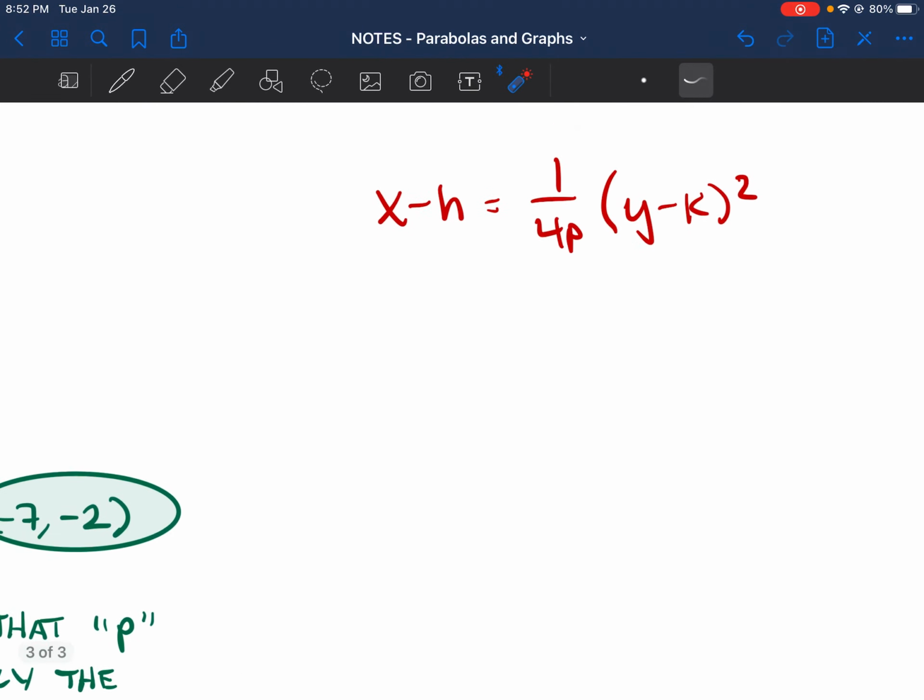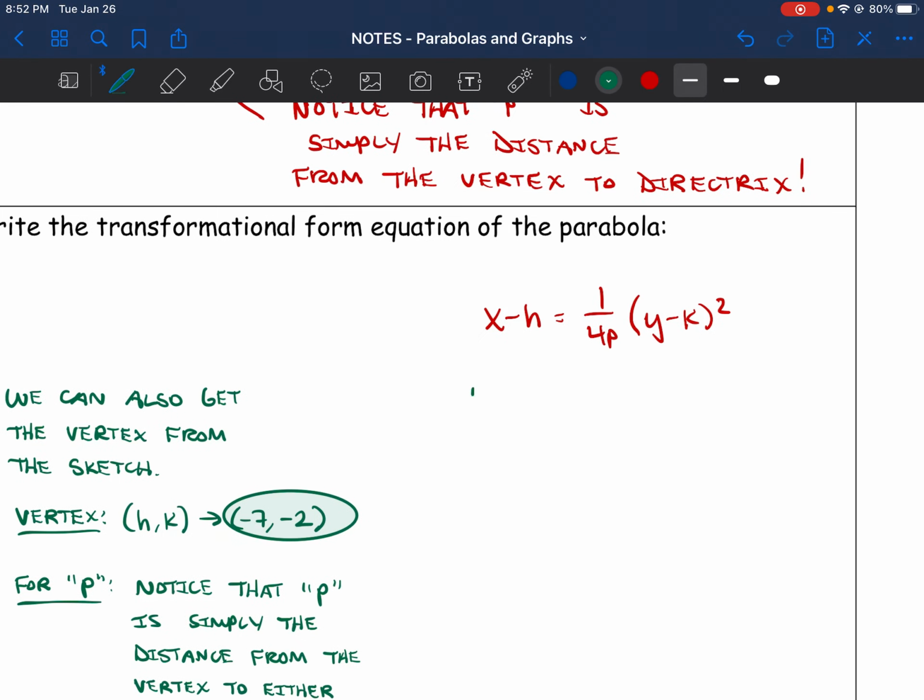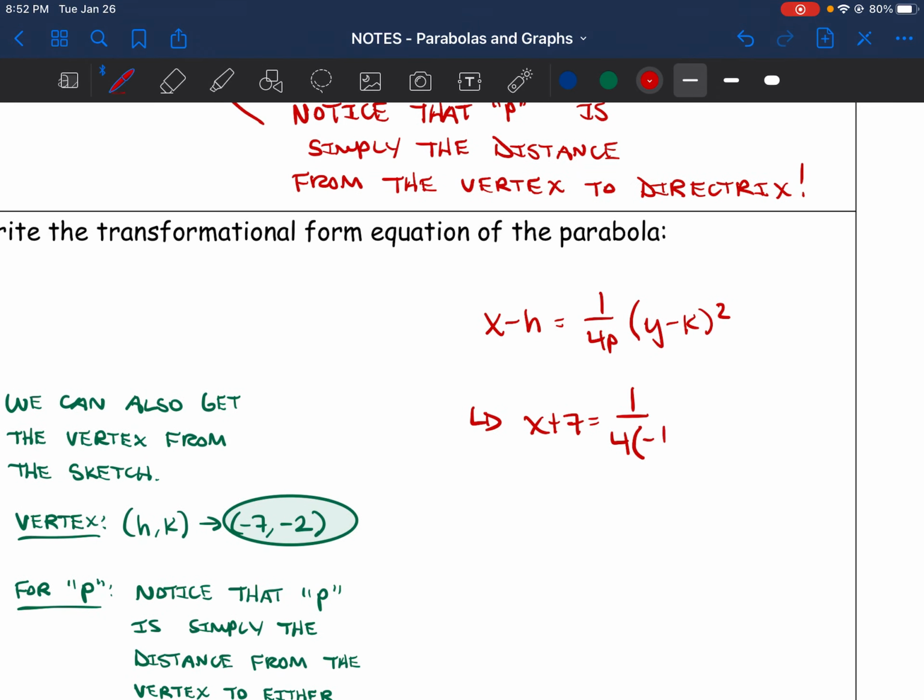But now we have everything that we need, so let's go ahead and plug the pieces in. All right, x minus h, that's just going to be x plus 7 equals 1 over 4p. We know that p is -1/2, times y minus k squared, that's just y plus 2 squared. And then finally, simplifying fully, 4 times -1/2, this is just -2. So we're going to have -1/2 (y plus 2) squared.